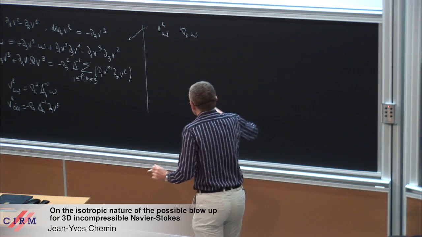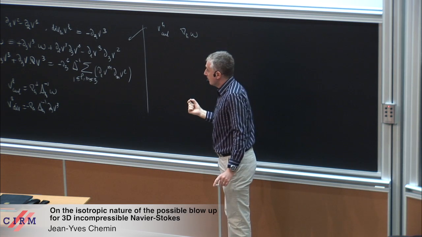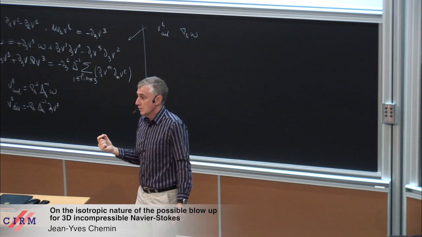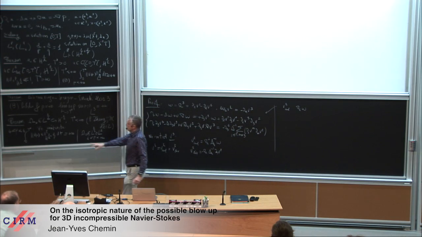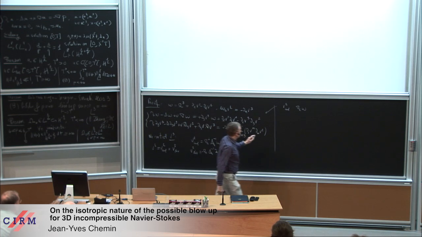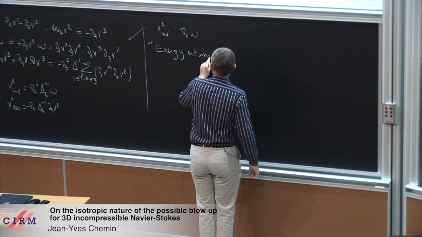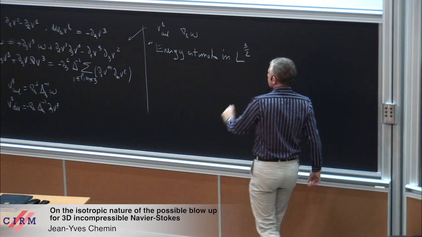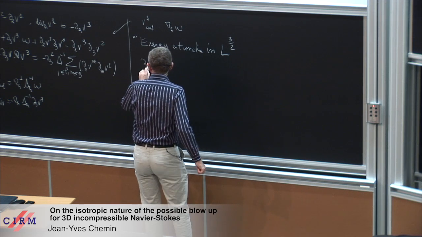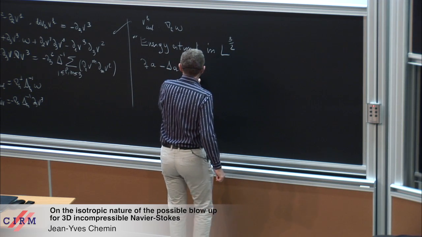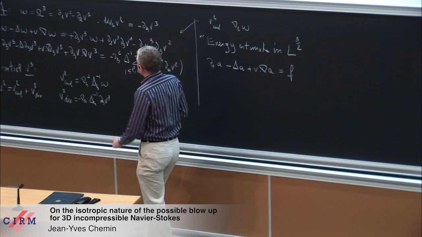I don't want to see any quadratic term in omega. How to get rid of this? Simply by doing some energy estimate. But not energy estimate in L2, but energy estimate in a scaling invariant space. So what is the scaling invariant space for omega? This is written here. This is L 3 over 2. So to treat this equation, you make some energy estimate in L 3 over 2. It works perfectly. The model of this equation is simply d_t A minus Laplacian A plus V gradient A equals F. A is omega, and F is this term.